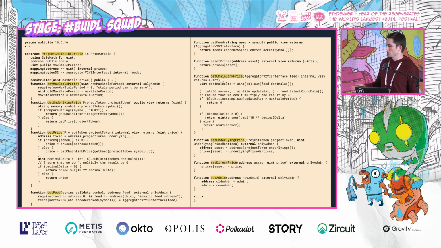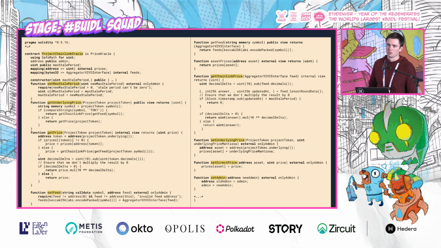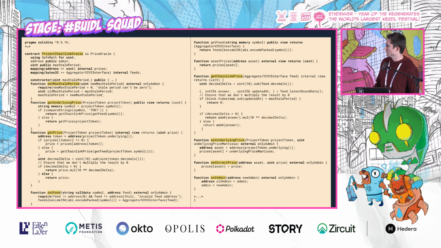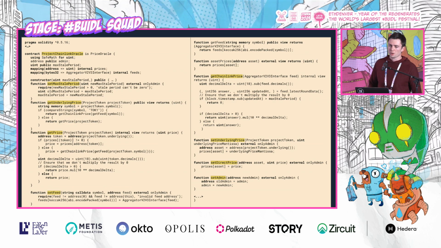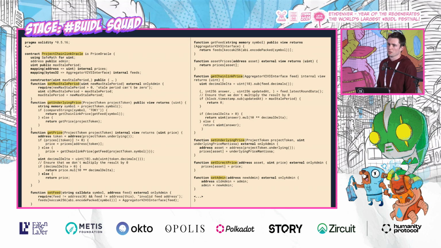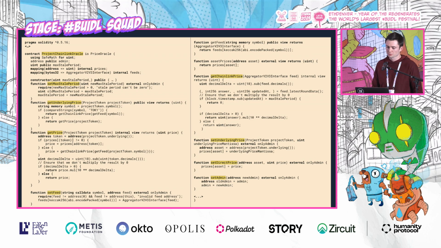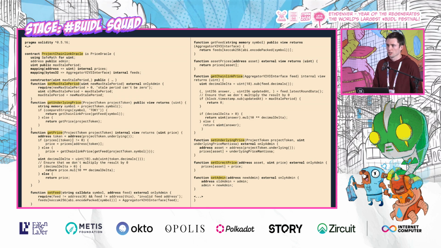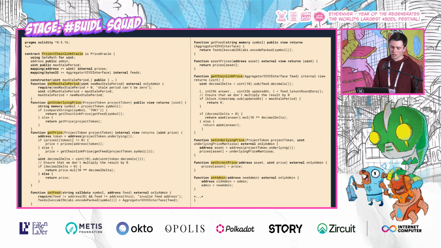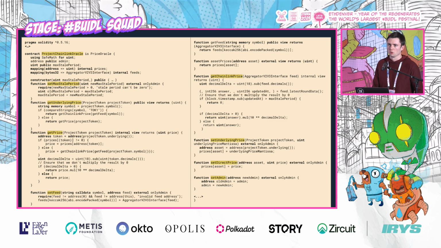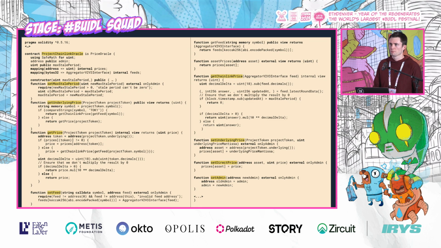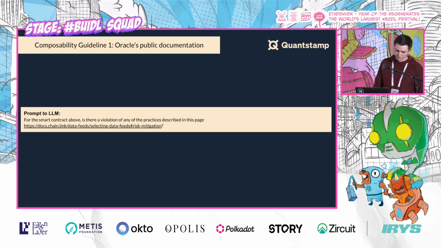There's a lot going on here. I don't expect you to read this all. This is just an overview of what we actually gave to the LLM as context so that it knows what the project does and how it integrates with Chainlink, as well as some of its admin control or functionality that might affect integrations.